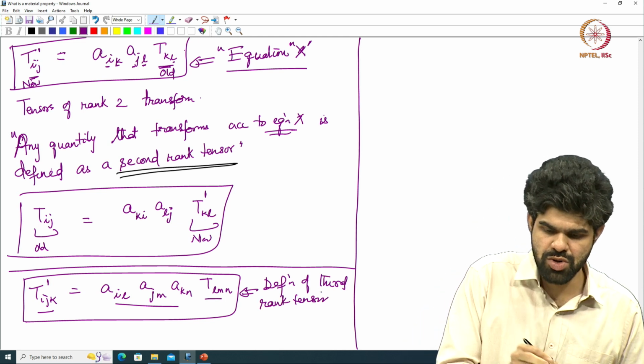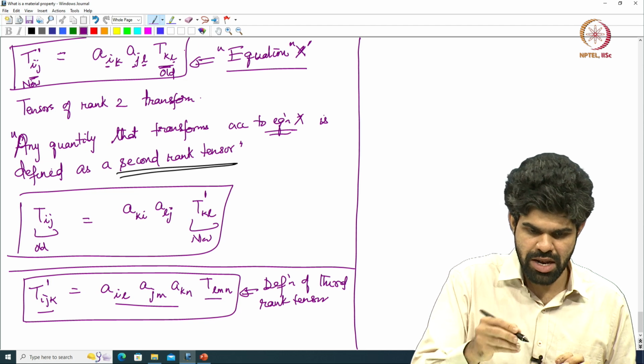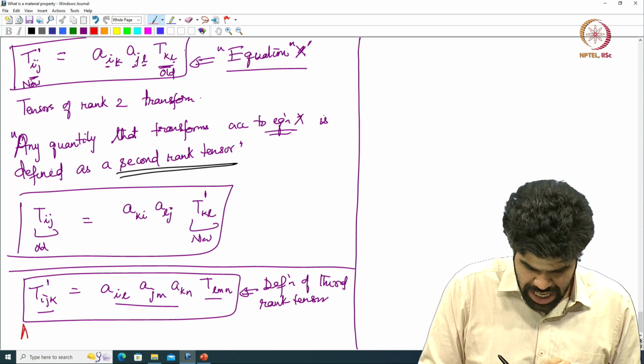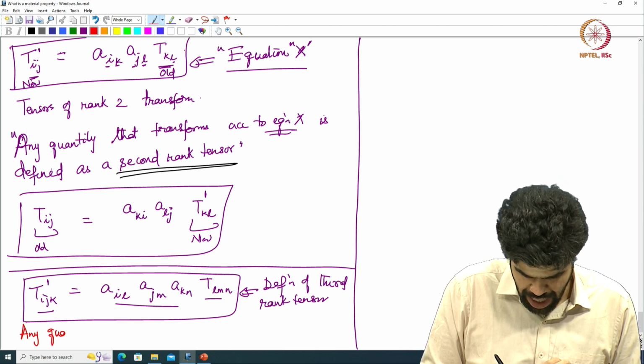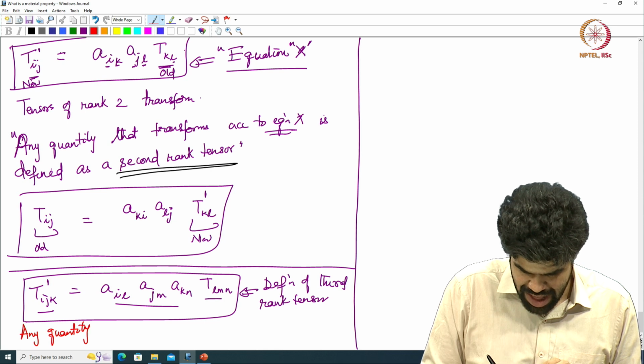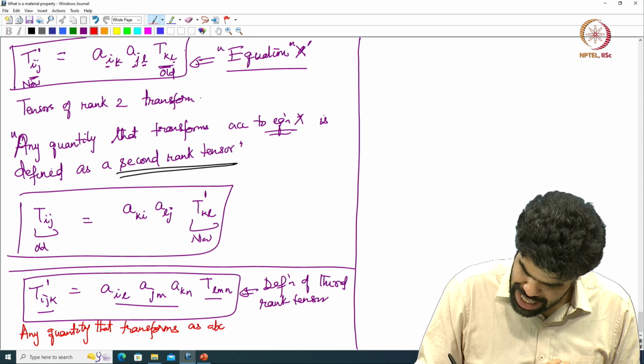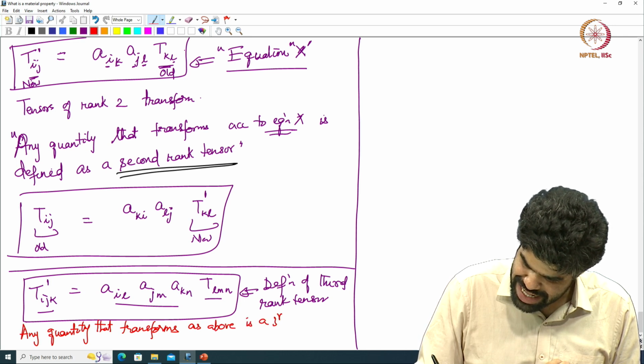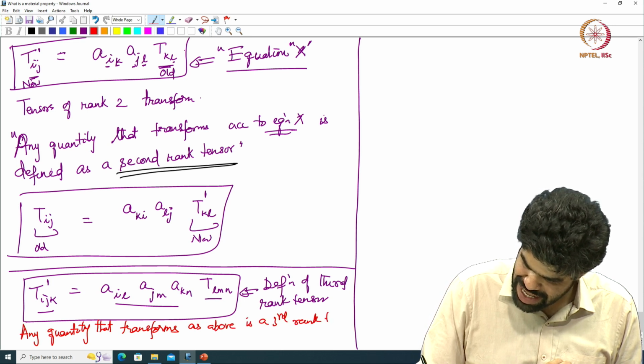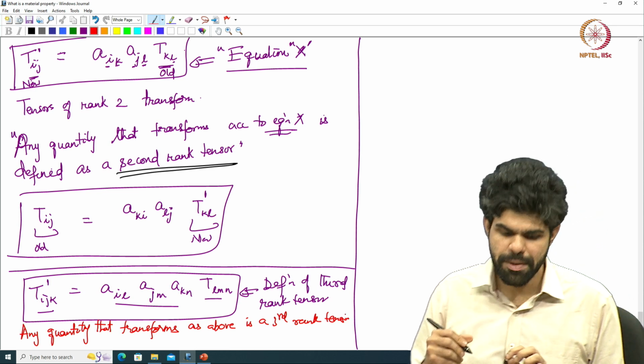In other words, any quantity that transforms as above is a third rank tensor. Okay.